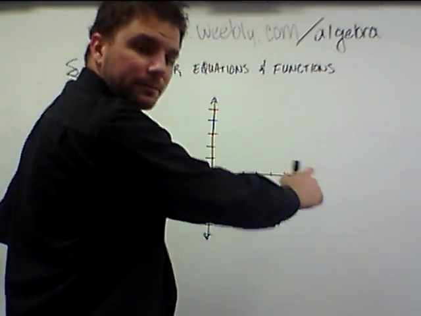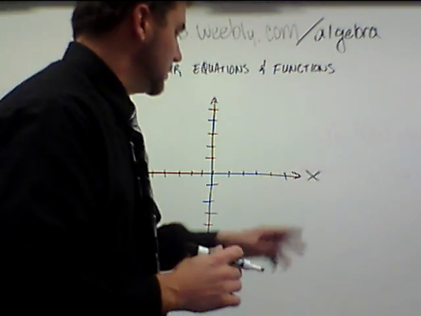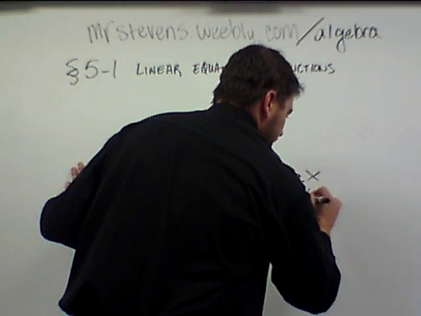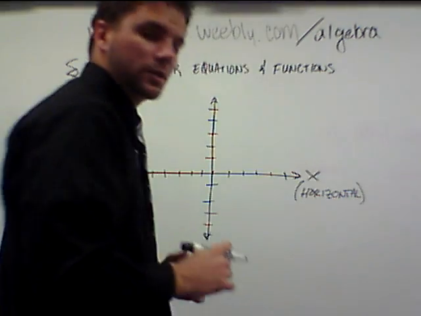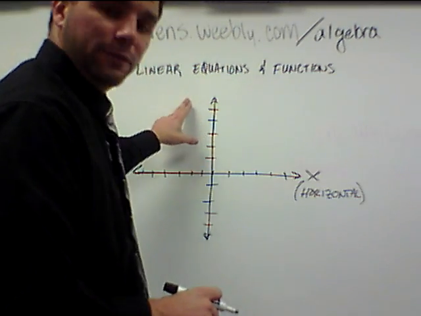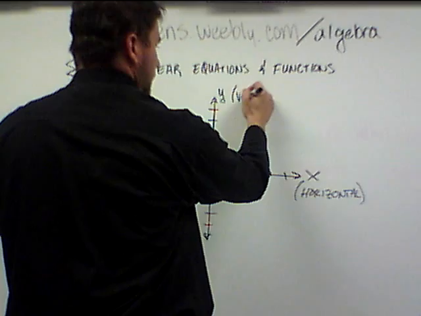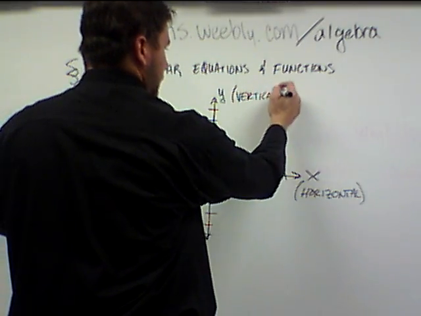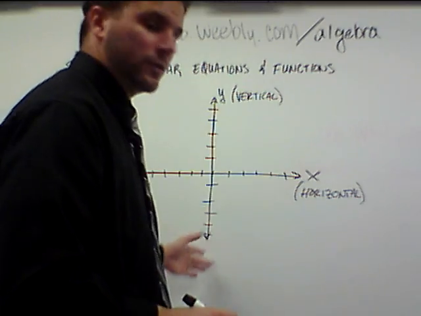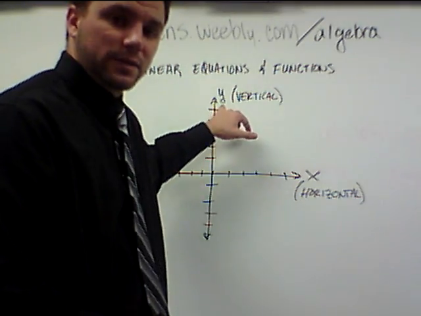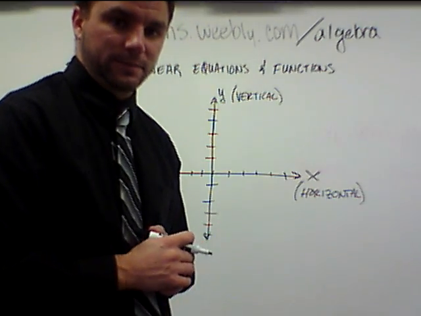Going across the bottom, or our horizontal axis, we have our x-axis. So this is our horizontal axis. Going vertically, we have our y-axis. So if we're going up or down, we're going vertical. We're going on the y-axis. Left or right, horizontal, we're going on the x-axis.